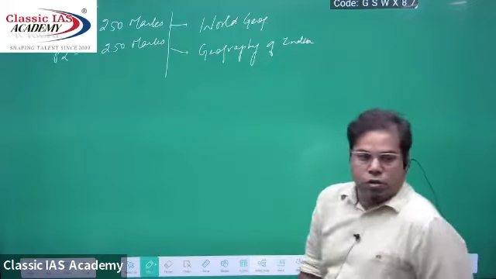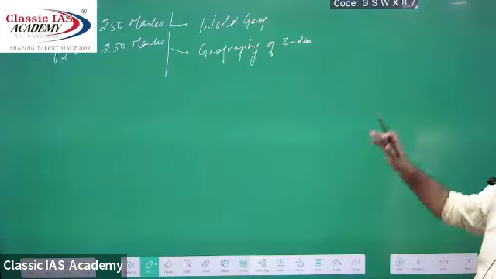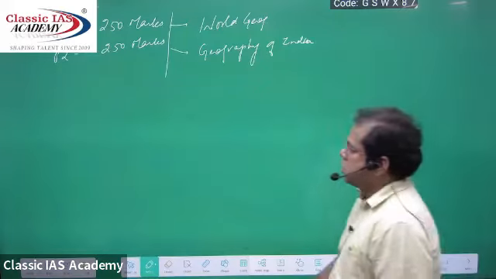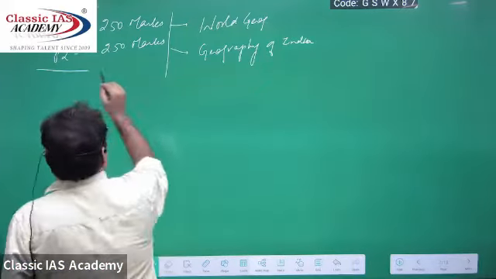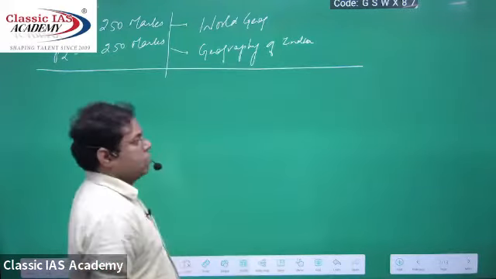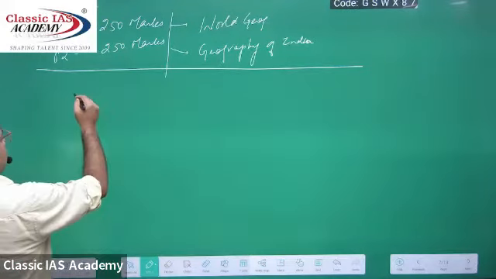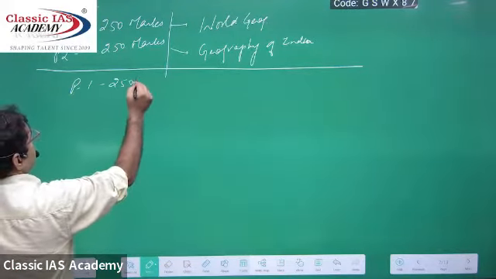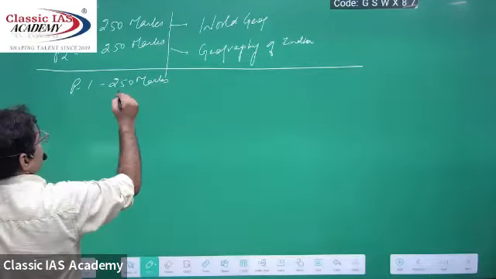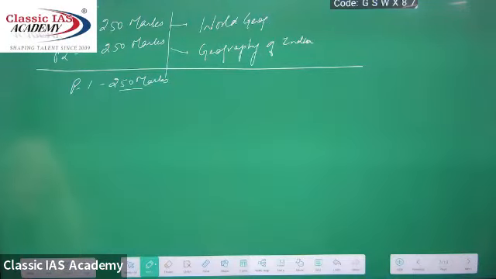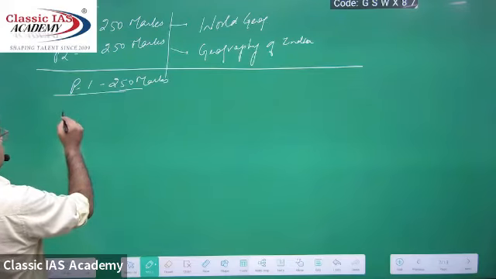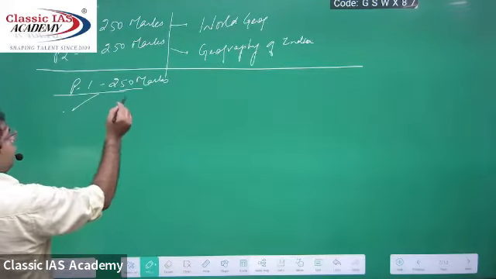Right, this is geography of India. Paper 1 is world geography, paper 2 is geography of India. So let's discuss one by one this world geography, what is there and how we deal with it. Paper 1 is of 250 marks, and in these 250 marks this paper has been divided into two parts.